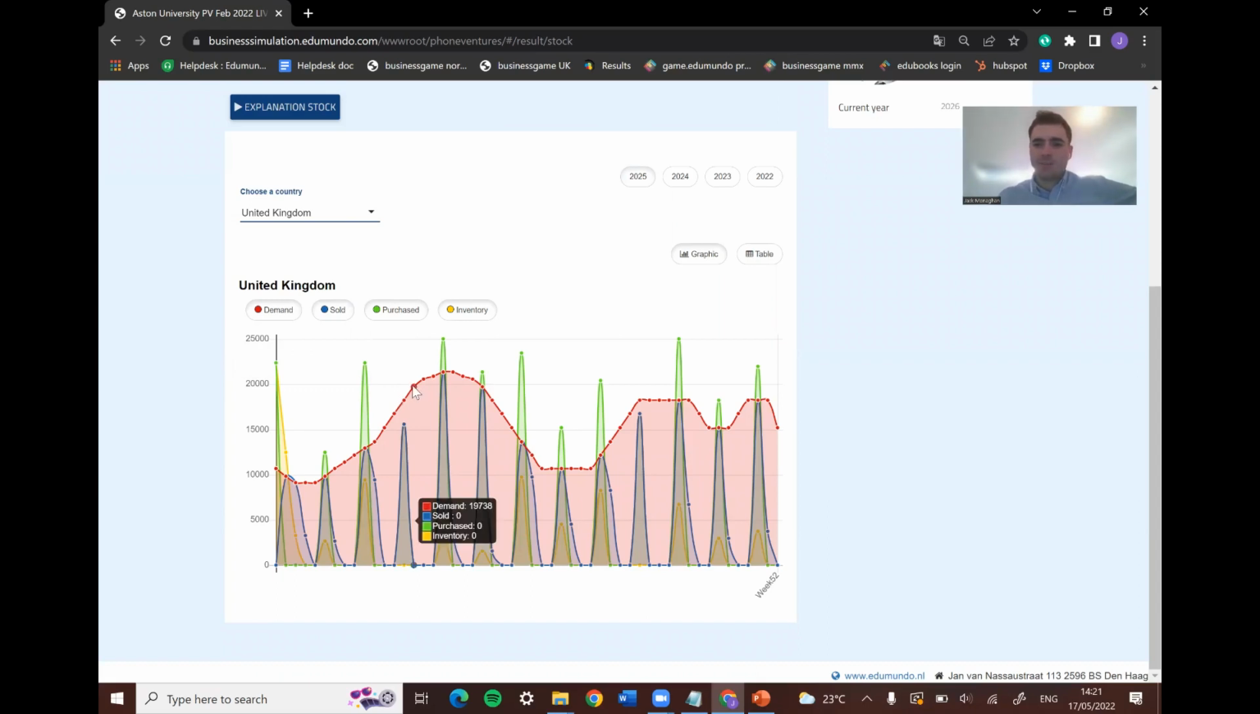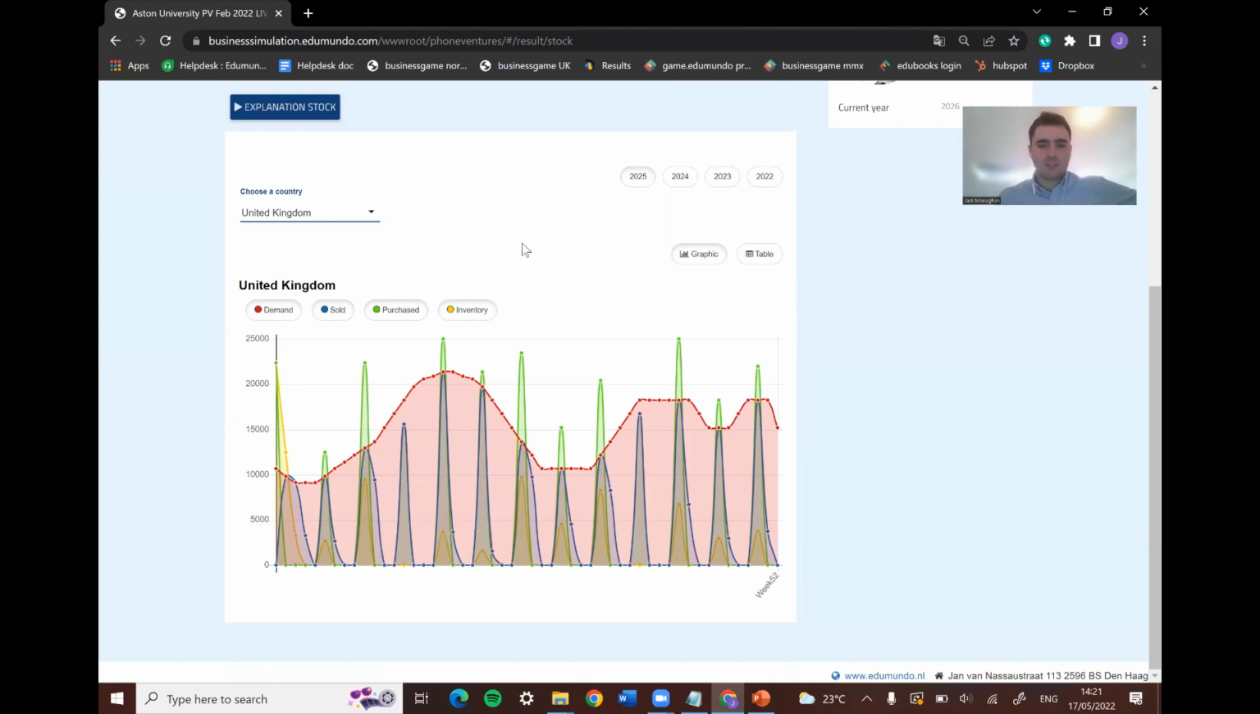If it's not in line with one another, it means you were unable to reach your demand and therefore missed out on quite a lot of revenue. As you can see with this team, that's exactly what happened, and it's probably one of the reasons why they were also in a negative profit position.